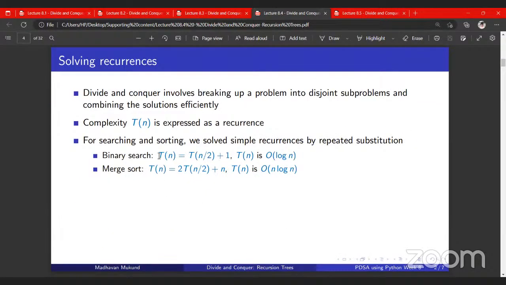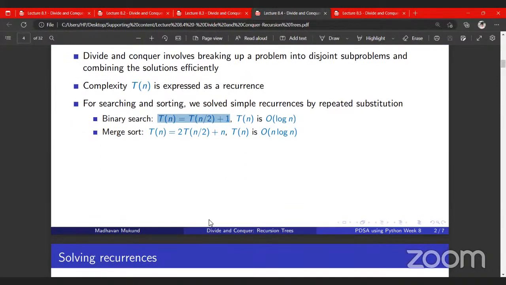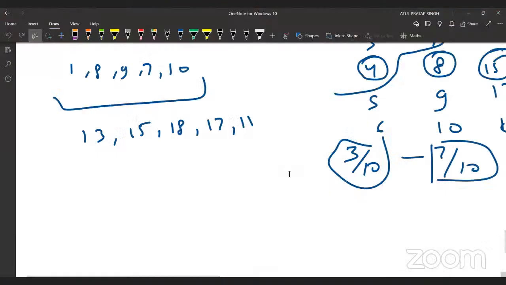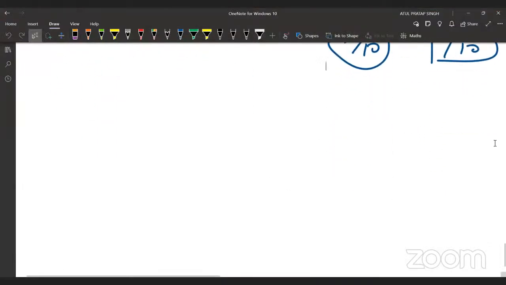Like this, you can see binary search. I'll explain once again how we can represent the tree. You have already learned many recursive algorithms. So first is binary search.